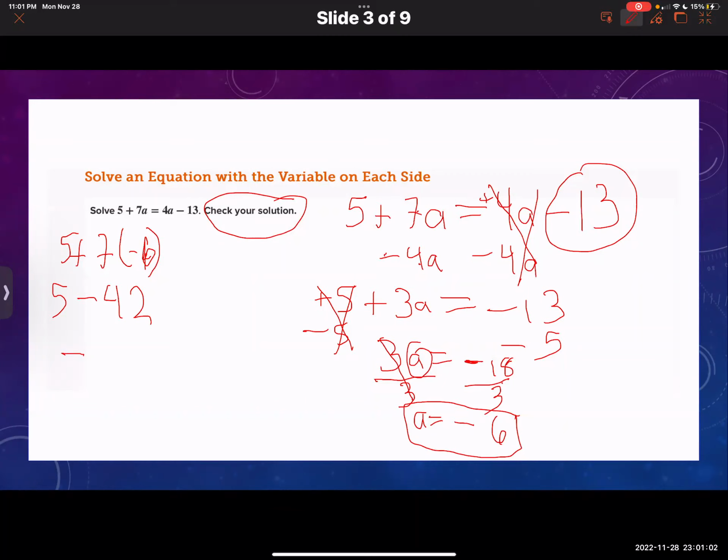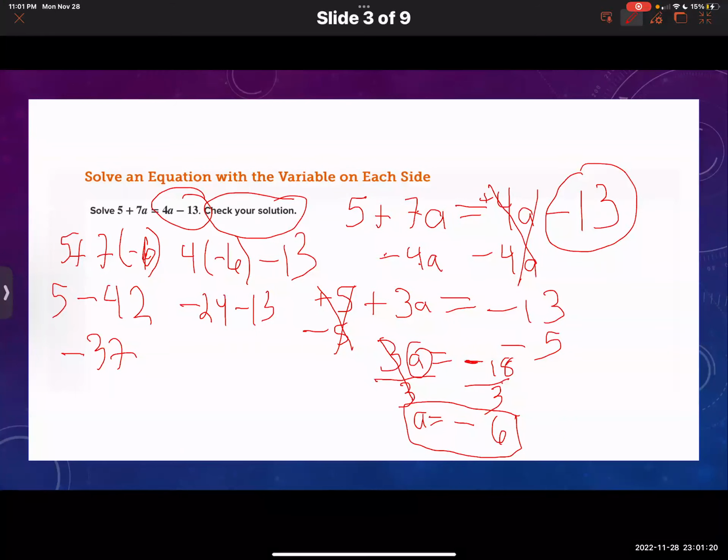What's 42 take away 5? 37. I can take this -6 and put it in this problem: 4 times -6 minus 13. 4 times -6, because you do the multiplication first, is -24 minus 13.